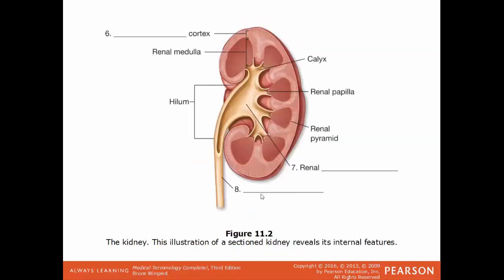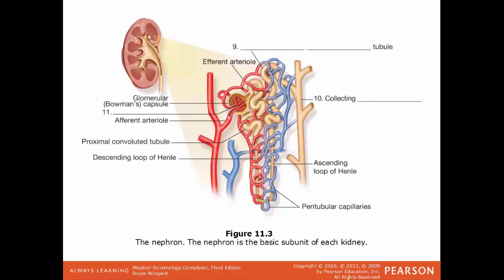Here's more of the internal features of the kidney. This large basin here will be the renal pelvis, which is the most superior end of the ureter. And this tube will lead on to the urinary bladder. Inside each of these sections, these renal pyramids, you'll find a very large number of these units. This is one nephron. This is the functional unit of the kidney. Each kidney has roughly 1 million nephrons.